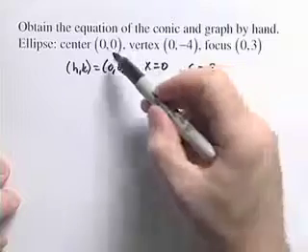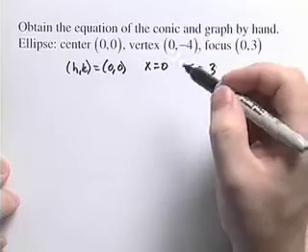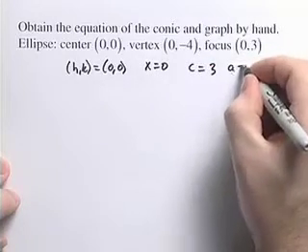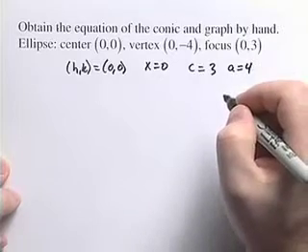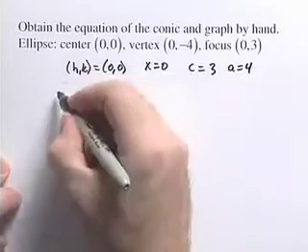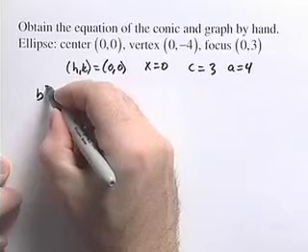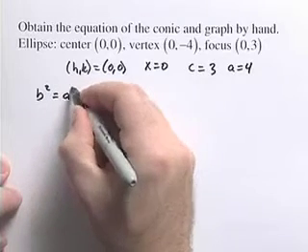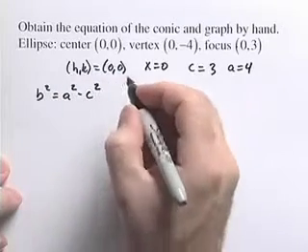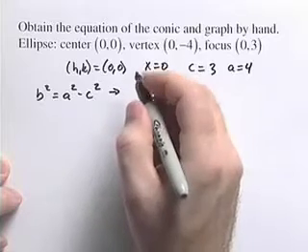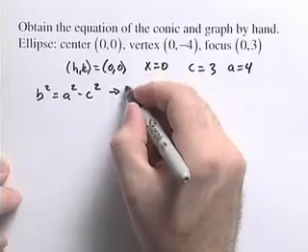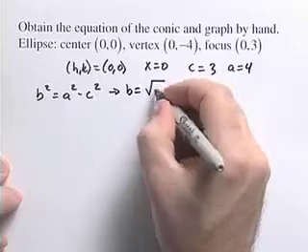The distance from the center to the vertex is 4. So we're going to have a is equal to 4. Because we know c and a, we can get b using b squared is equal to a squared minus c squared. That will give us that b is equal to the square root of 7.